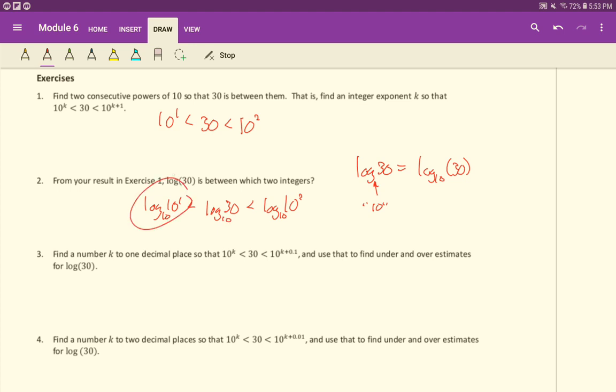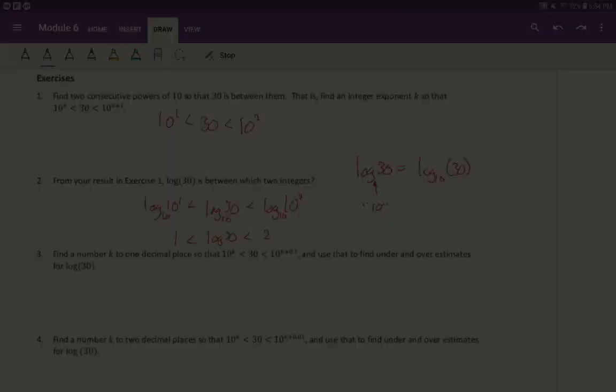So what is log base 10 of 10 to the 1? It's 1. Then we have our log of 30 that we're still trying to figure out, and then 2. So we don't know what log of 30 is, but we know it's between 1 and 2 for sure. And number 3, we'll try and improve that estimate a little bit.